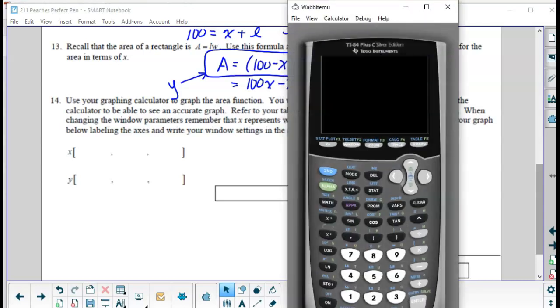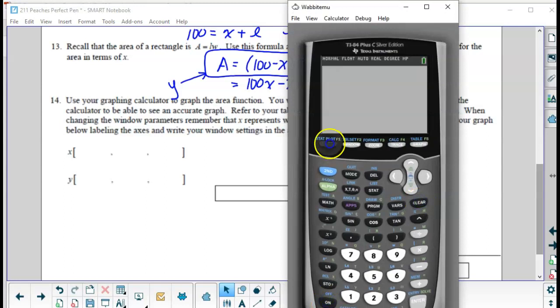So, calculator out, go to your y equals, clear off anything that you had, and then as I said, you can keep it as 100 minus x times x. Window setting, think about the graph. In the graph you did by hand, the scale was negative 10 to positive 100 for x, and it went up by tens.